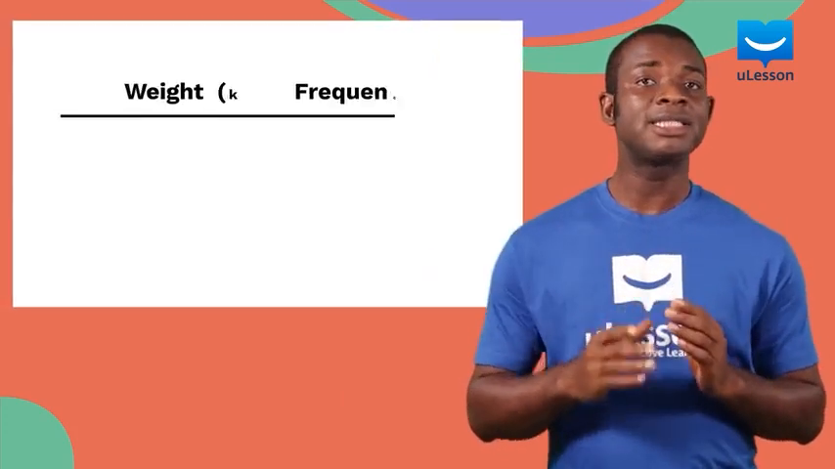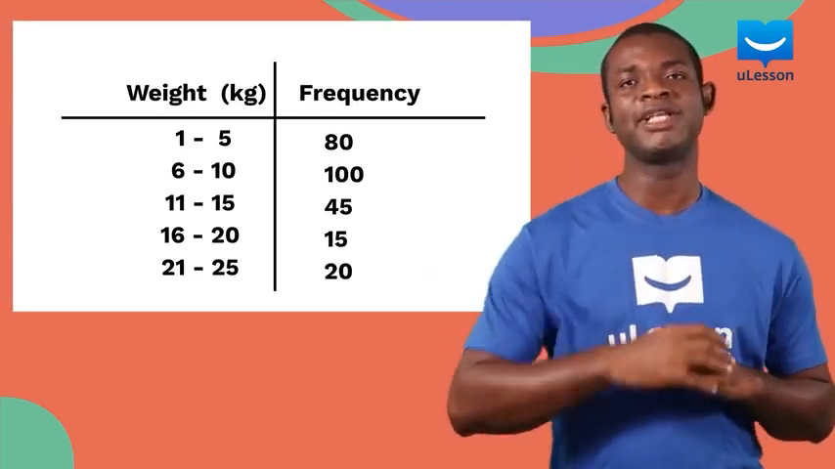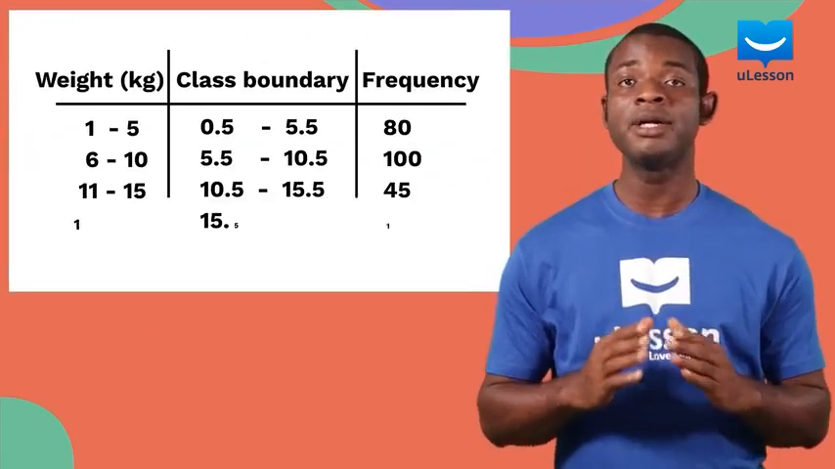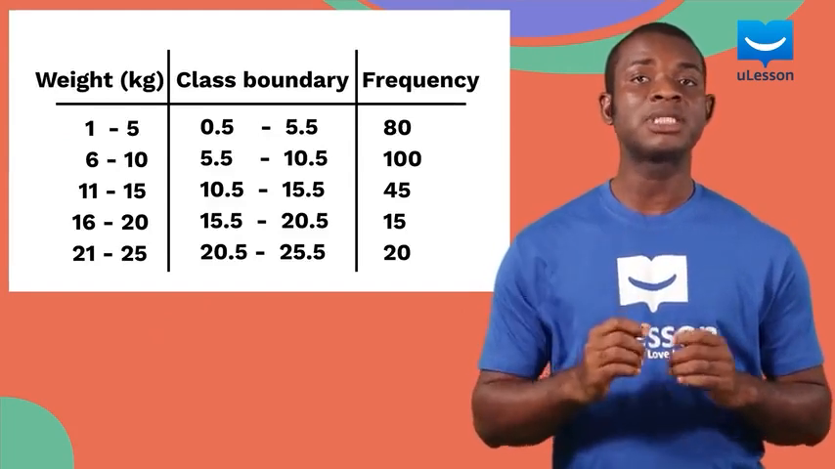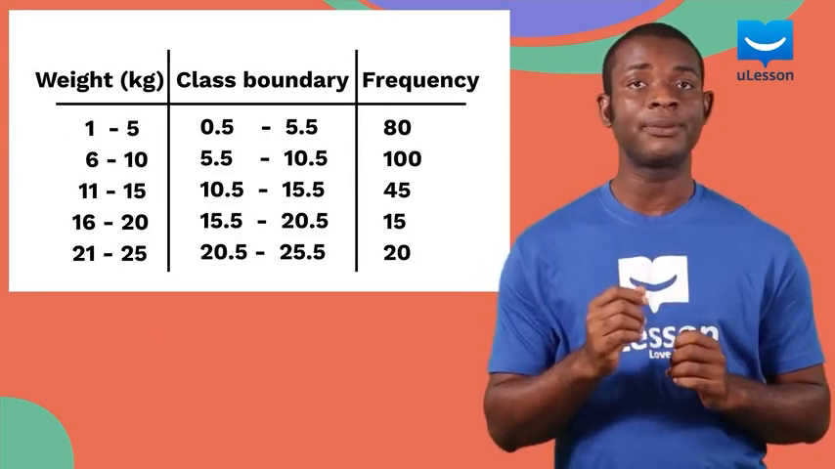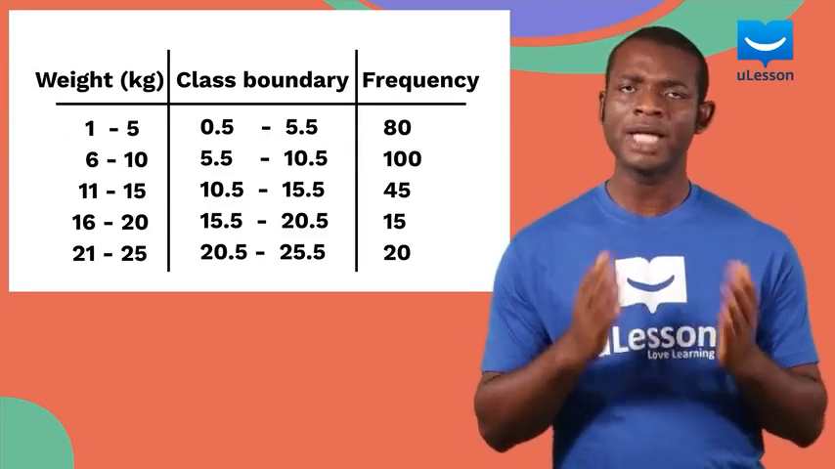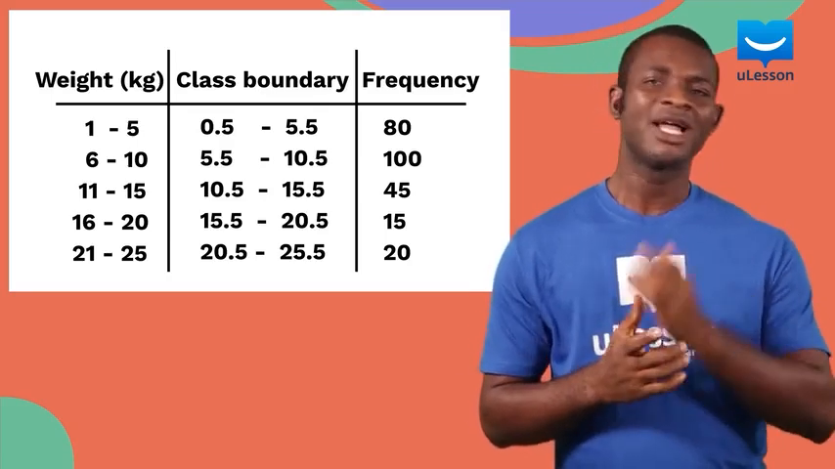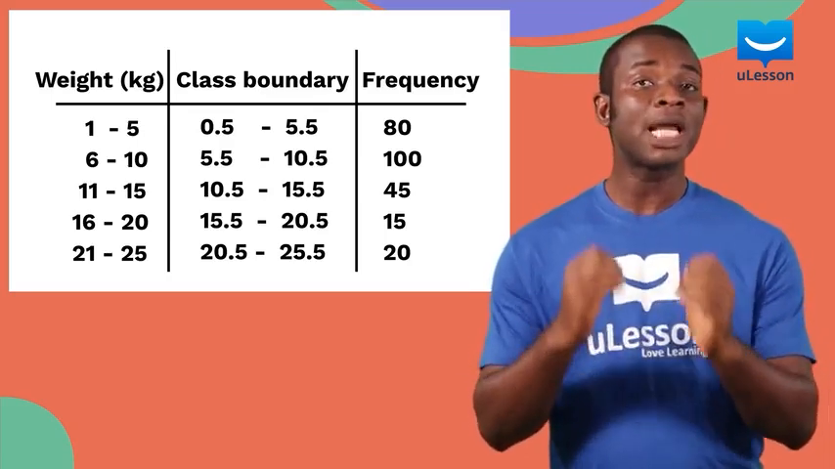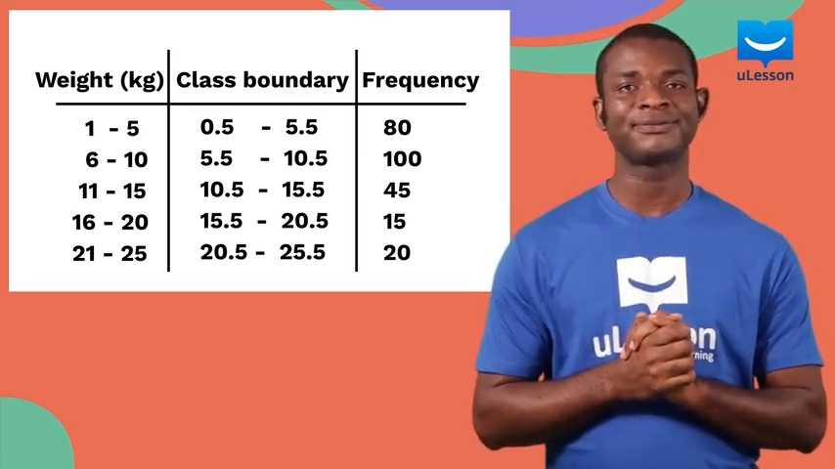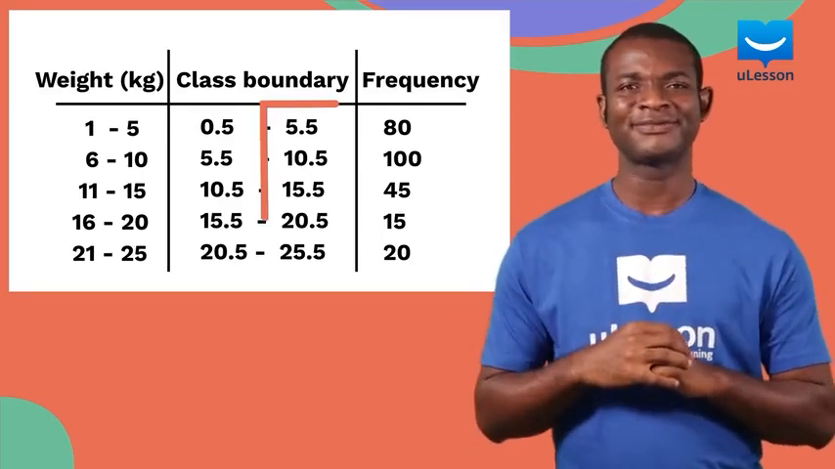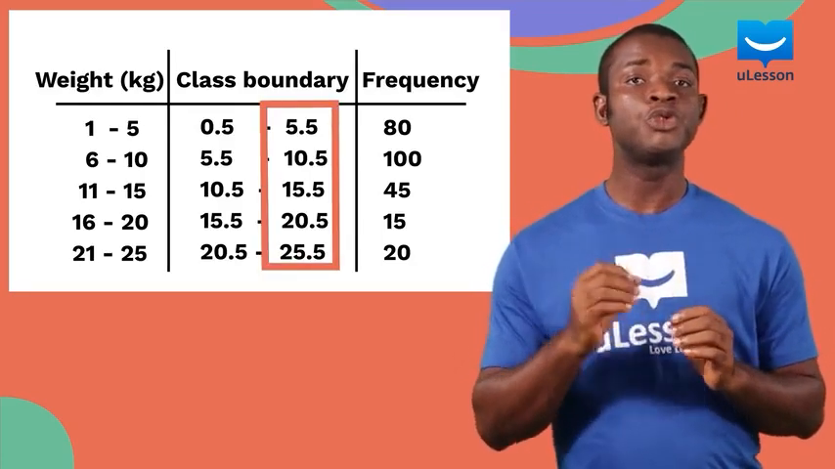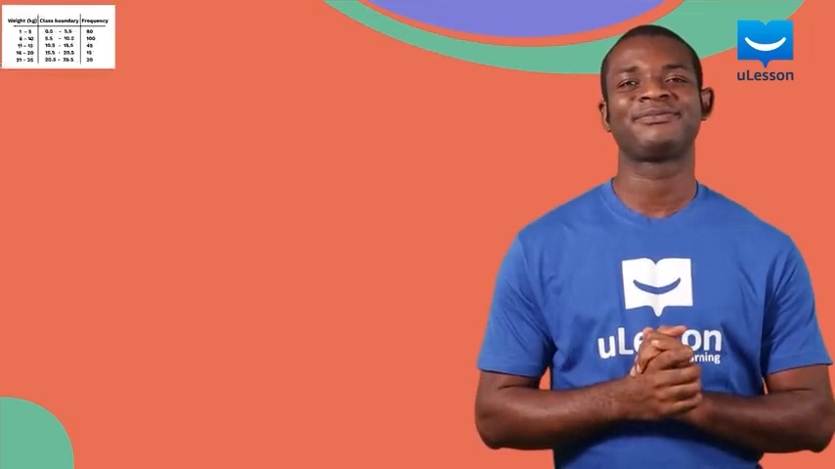Let us represent the data in this frequency table with a histogram. Remember that the upper class boundaries are always used in the histogram. Therefore, we write out the class boundary. Can you tell me where the upper class boundaries are? There they are. Now, it's time to draw the histogram.